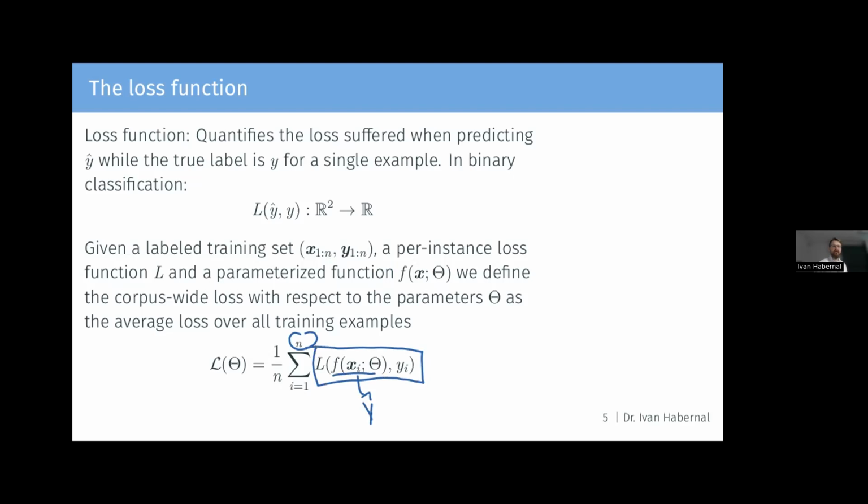As in the previous example I showed, like 0, 1 and 0.999 would be the per example loss. And then we just sum them together for all the training data and take the average. Yeah, so this is the average loss per corpus. Any questions?